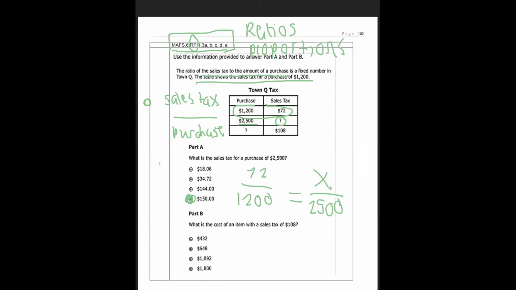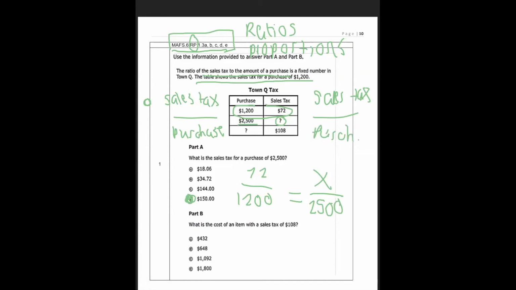Okay, so that one makes sense because it tells us in the problem. It says the ratio. So when you see ratio, you can automatically put a fraction. Sales tax goes on the top. To the amount of a purchase, the "to" is like your bar, one of those key words. So the purchase would go on the bottom.